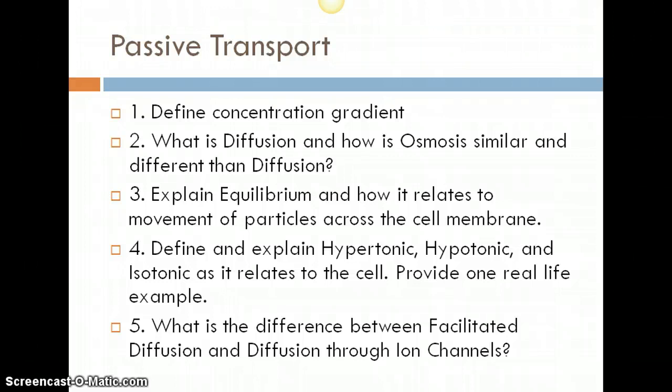Number 3, explain equilibrium and how it relates to movement of particles across the cell membrane. Number 4, define and explain hypertonic, hypotonic, and isotonic as it relates to the cell. Provide one real-life example. And number 5, what is the difference between facilitated diffusion and diffusion through ion channels?